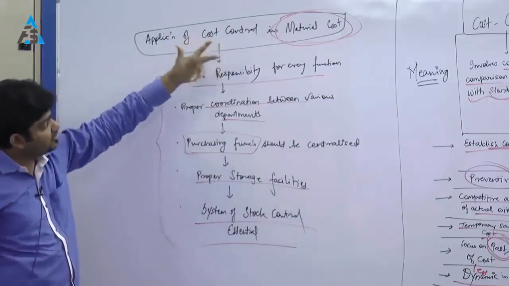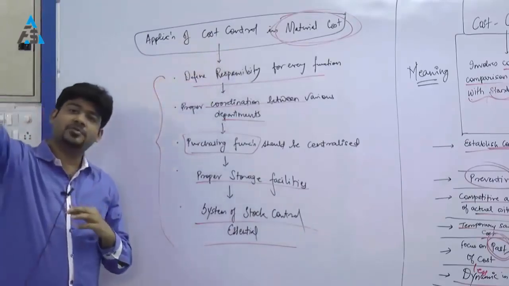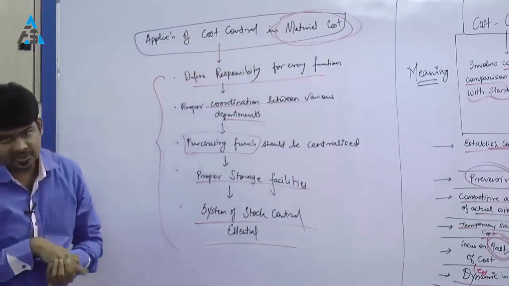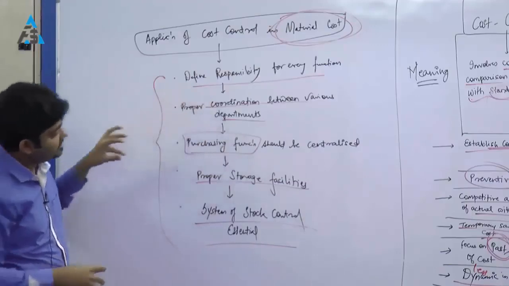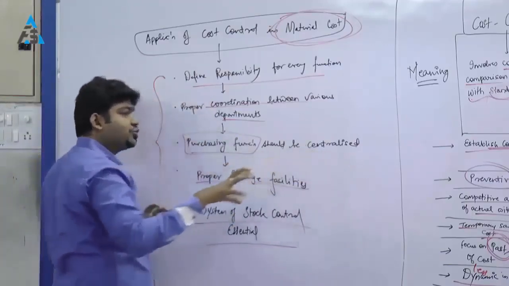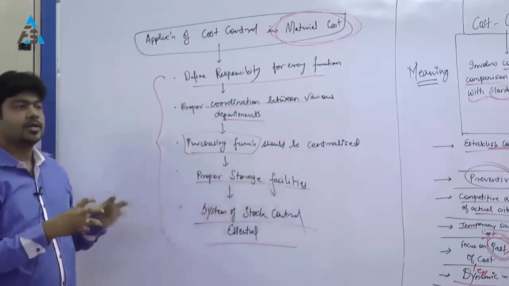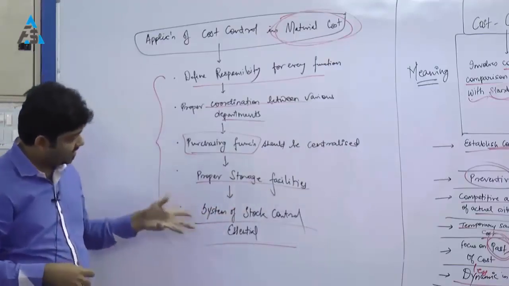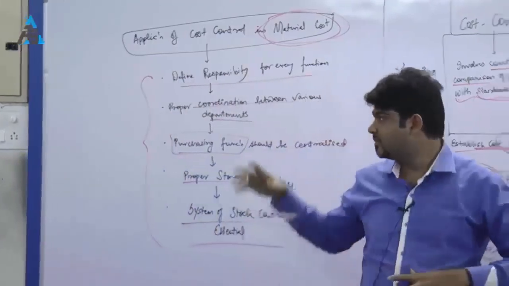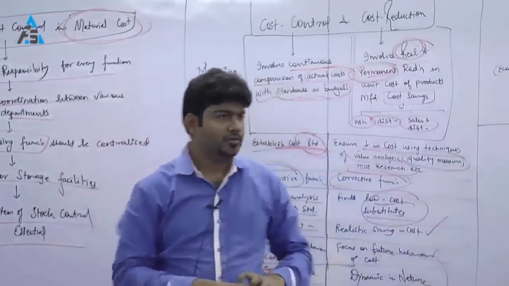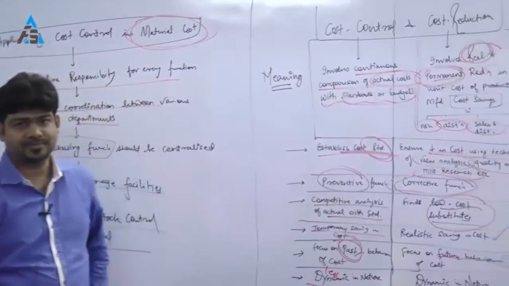So define responsibility, who is responsible for the material aspect. Then there should be proper coordination between various departments. The production department should tell how many units are to be purchased. The purchase department should be very much synced with your supplier. Purchasing function, as I said, should be centralized. Once the purchase is done, it comes into your factory warehouse. Then proper storage facility so that there is no loss on account of that. And finally, the system of stock control, and you will be done with your cost control as far as material cost is concerned. Alright, so this is a small function that you have to focus on. Two to three questions is what you have related to that.